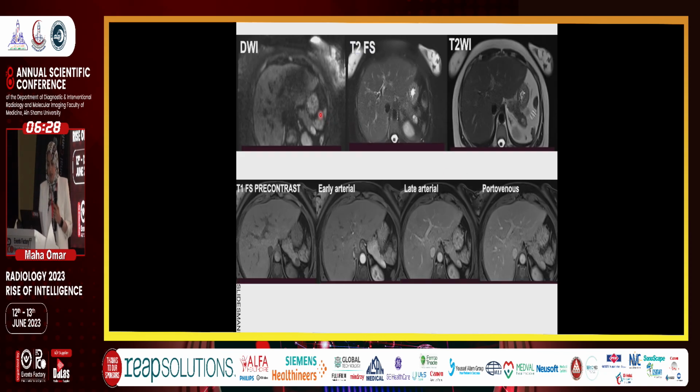About the MRI, this mass had true diffusion restriction. The ADC picture is not here, but it was dark in the ADC. In the spare images and T2, it was high signal. And on the pre-contrast T1, it was low signal, and then it had early arterial enhancement that continues through the phases of the study, the same as the CT study.